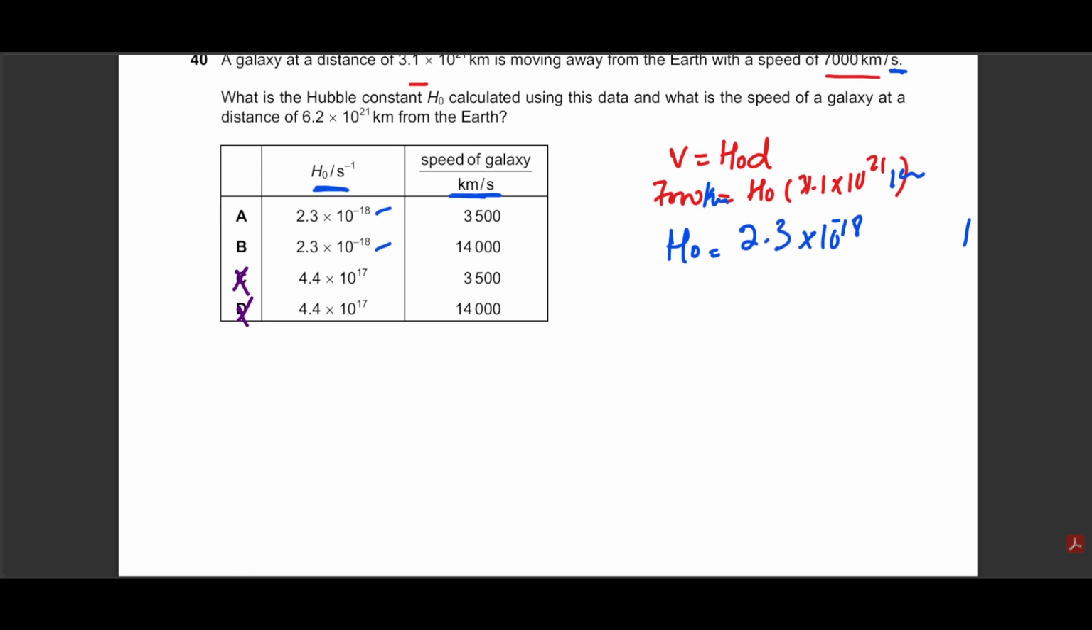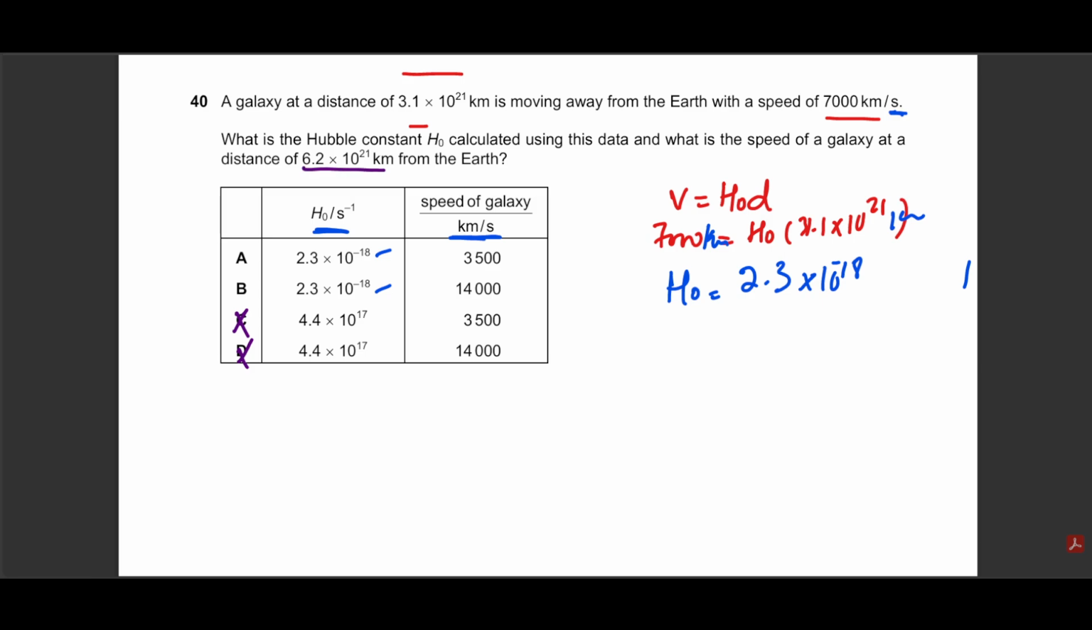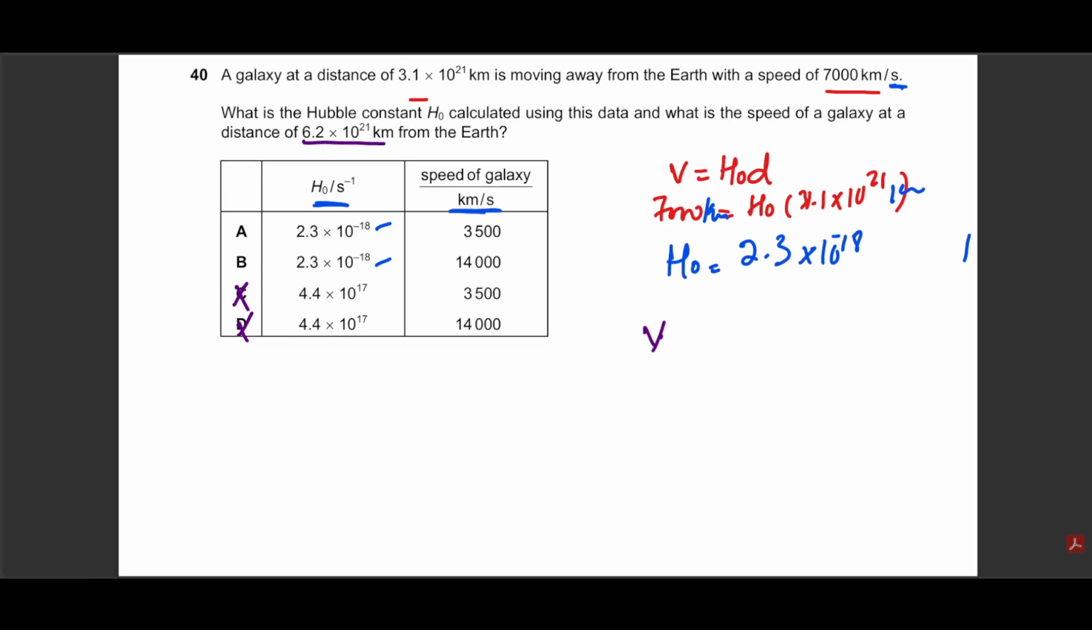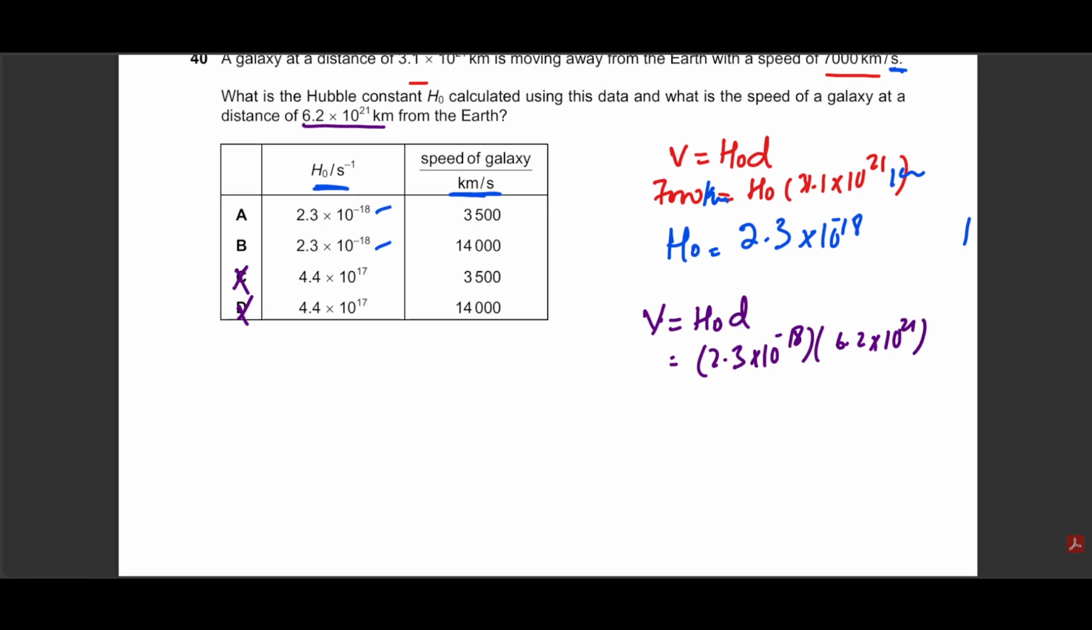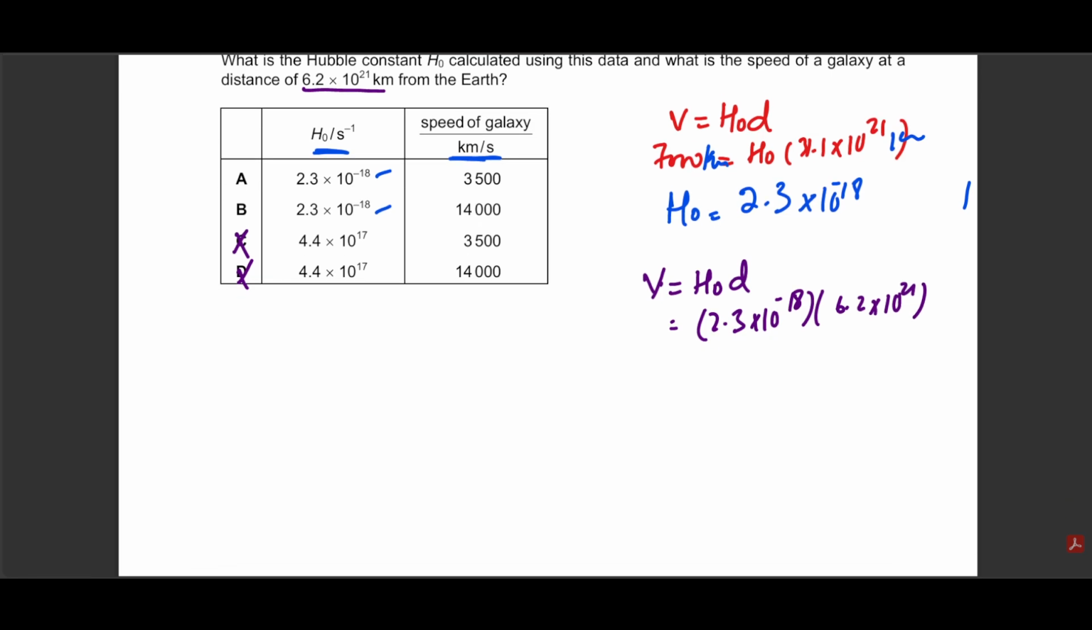But anyways, he said there's a new galaxy which is this far away. Find its speed. So V equals H naught d. H naught is 2.3 into 10 raised to the power minus 18, multiplied by the distance, 6.2 into 10 raised to the power 21 kilometers. Again, not changing the kilometers because we're looking for the speed in kilometers per second. This comes out as 14,000 kilometers per second. It will be option B.